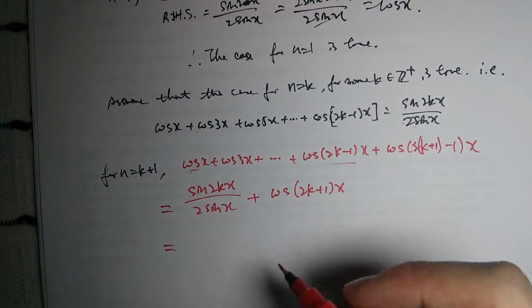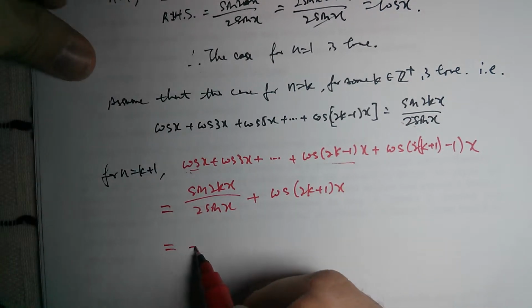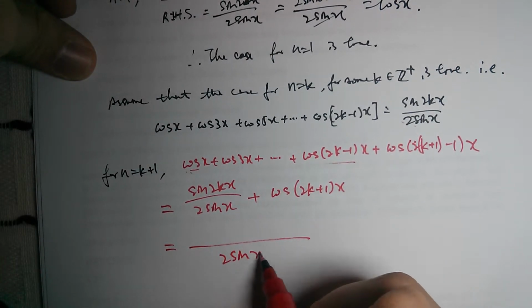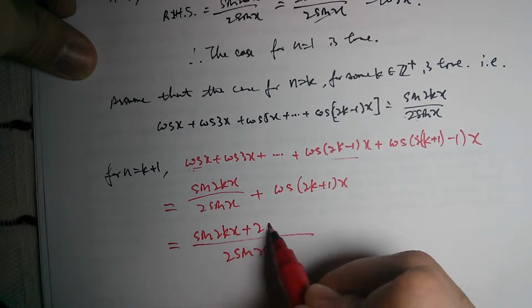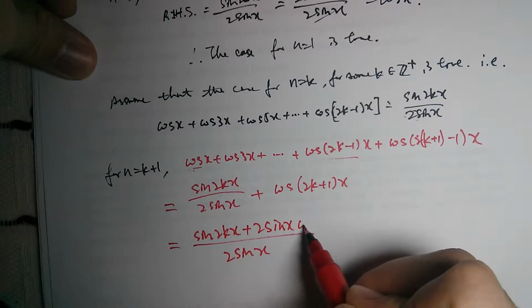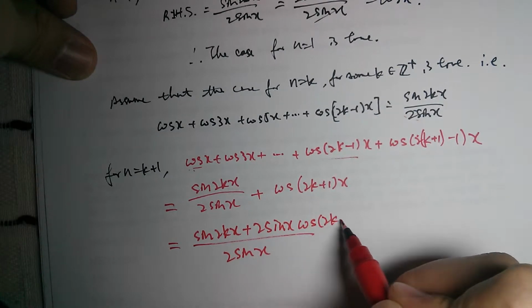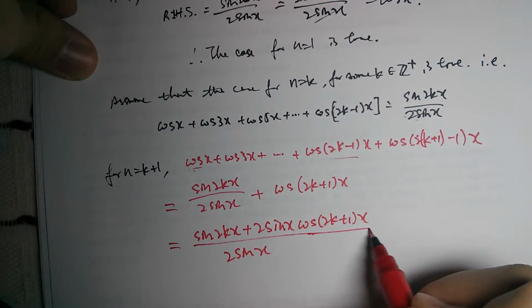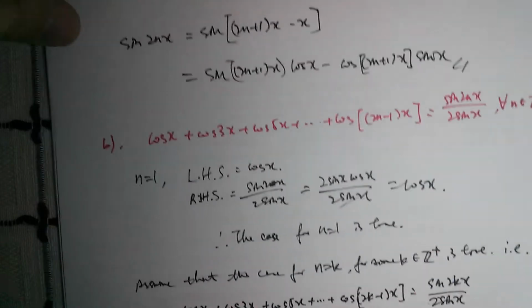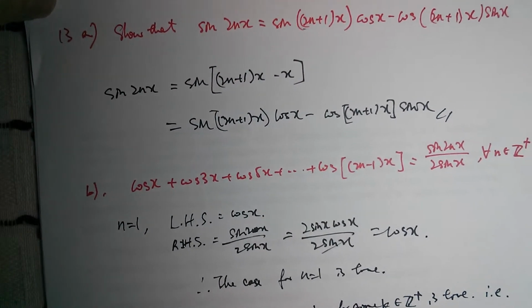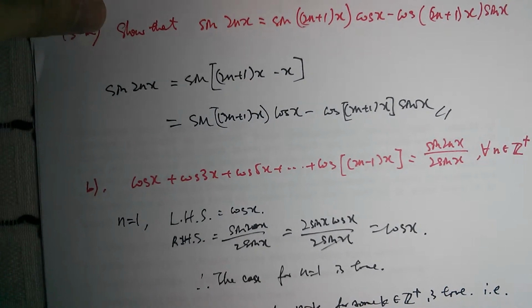So, well, we may just get a common denominator and add them up. So 2 sine x sine 2kx plus 2 sine x cosine (2k+1)x. And then you have to think about what to do. Okay, it seems that we haven't used part A yet. So let's try to use that.